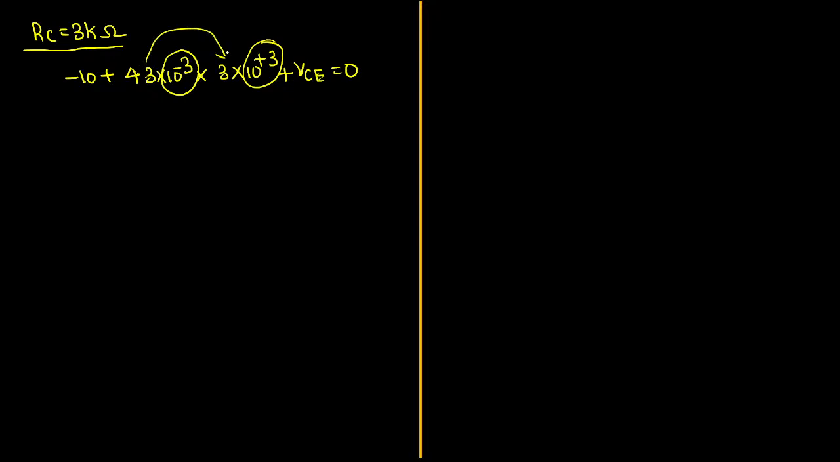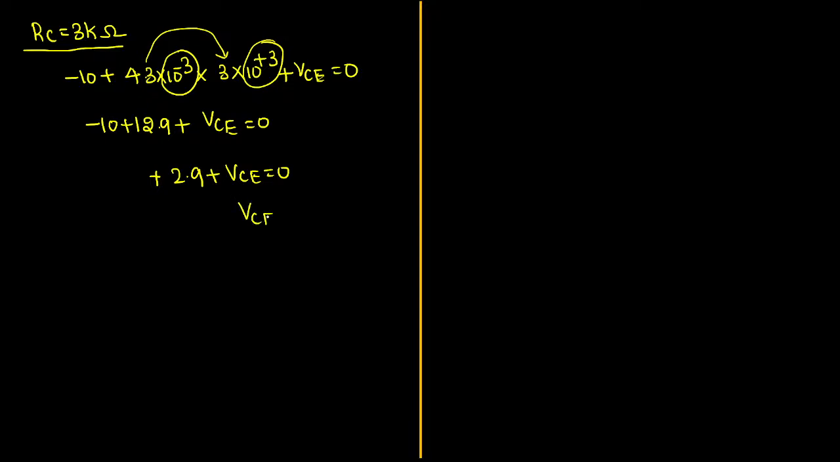4.3 times 3, how much is it? I hope it is 12.9. Yes or no? 4 times 3 will be 12, 0.3 into 3 will be 0.9, so it will be 12.9. What is the value of minus 10 plus 12.9? So it will be 2.9. Yes or no? It will be 2.9. So on the left side I am getting plus 2.9 plus collector to emitter voltage equal to 0 undoubtedly.